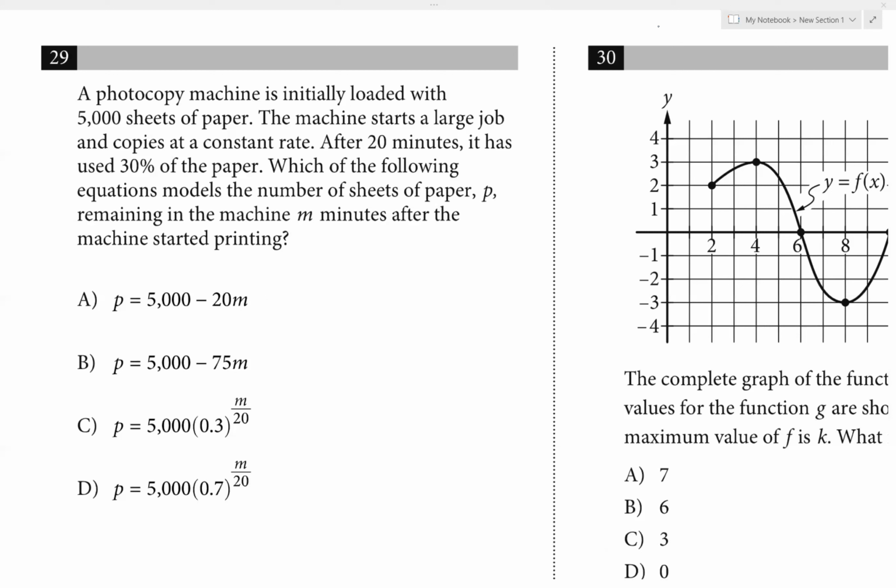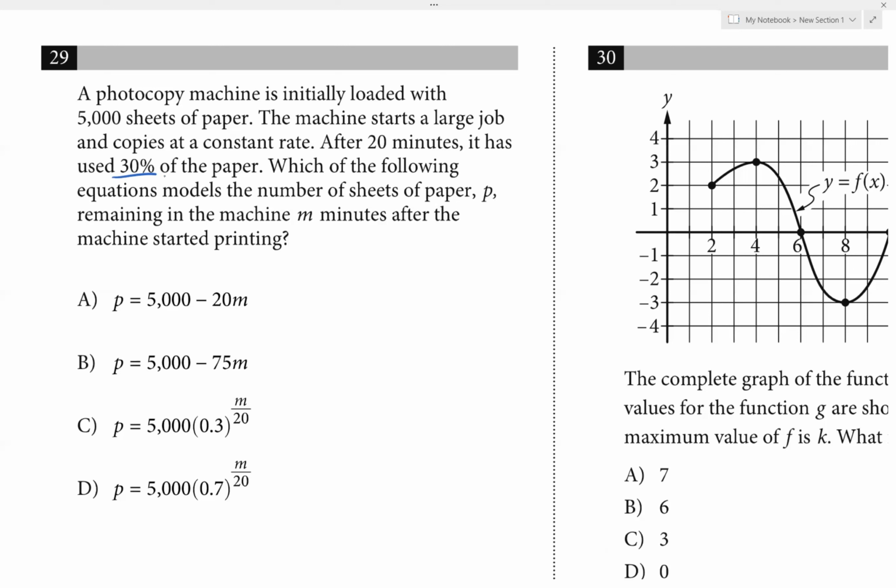So first I think about this: will this be a linear equation or an exponential equation? This is a little bit tricky because it seems like we have a percentage. It says after 20 minutes, we're using 30% of the paper. And a lot of the time when you have a percent change, a percent increase or percent decrease, that will give us an exponential model, because if we're increasing or decreasing by a percentage, then it's a constant ratio that we're multiplying each time.